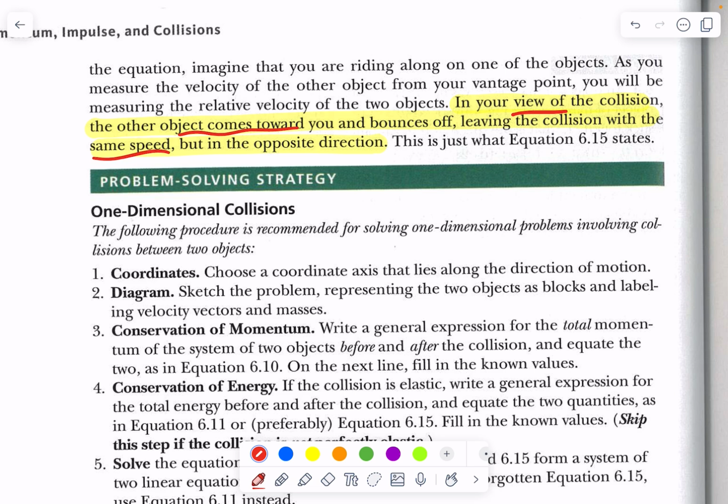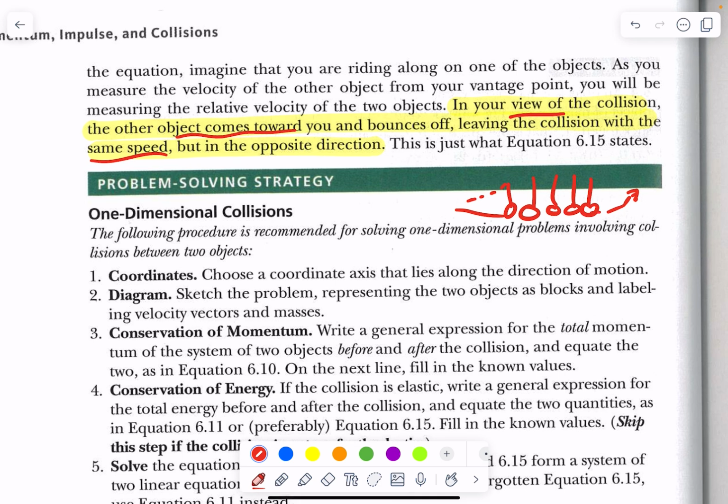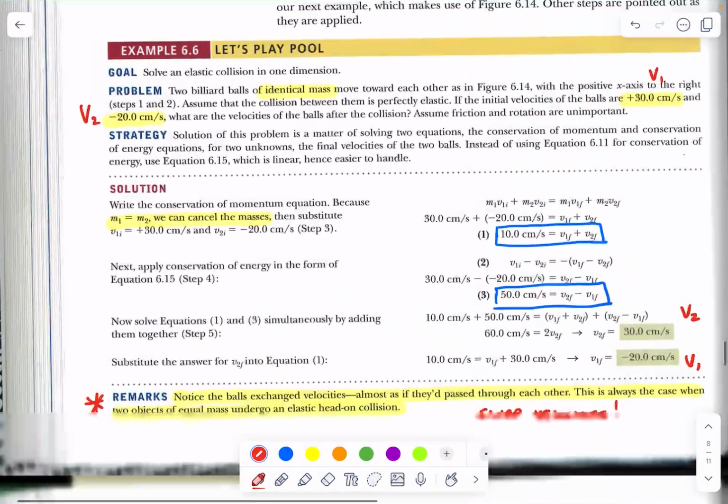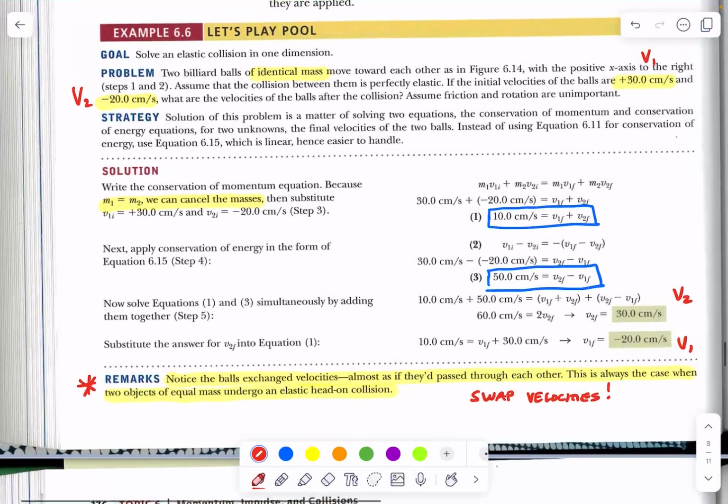You might remember that device that has the 5 balls, the 5 silver balls, and you lift one up, and it causes this ball to go up. That's a conservation of momentum demonstration. Now, a lot of times physicists use the game of billiards or pool to demonstrate these kinds of things. So the billiard balls all have the same mass, including the cue ball.